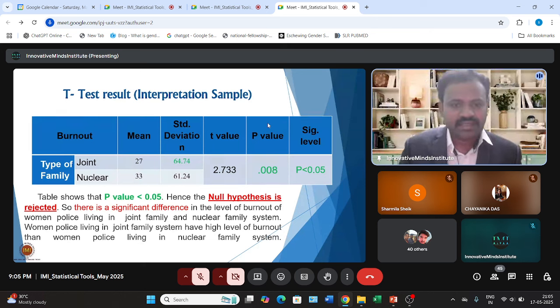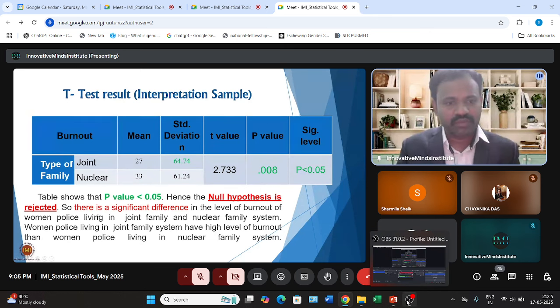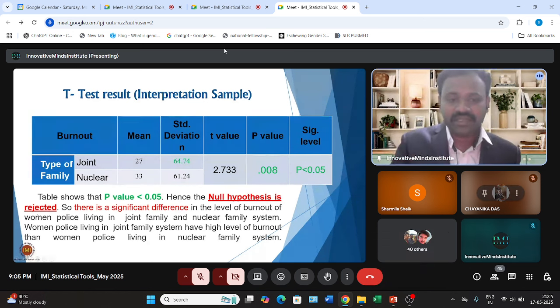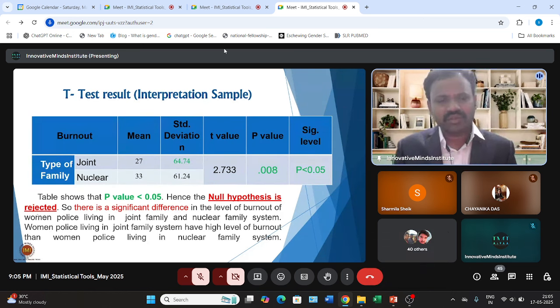So here, there is a significant difference in the level of burnout of the women police living in joint family and nuclear family system. So this is the way to write, right? You have to elaborate. You should not make it simple. You should not complete it within 1 or 2 lines. You should write it more to make the layman understand, right?